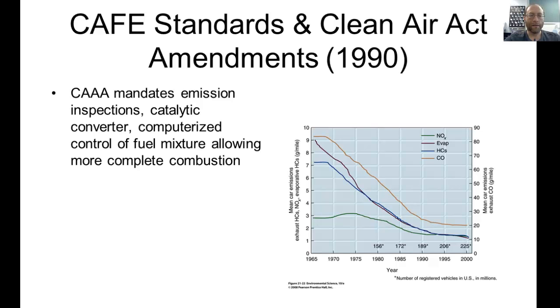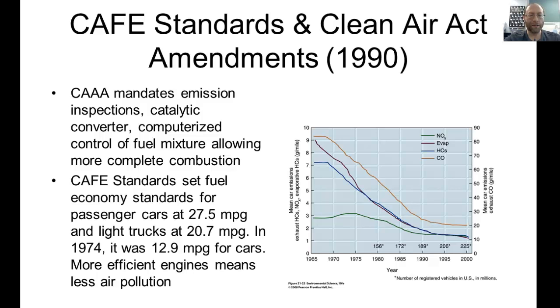The next law is the CAFE standards, and also some other amendments from the Clean Air Act. The Clean Air Act amendments mandate emission inspections, catalytic converters, and computerized control of fuel mixture, which allows more complete combustion. These are in cars, light trucks, and other motor vehicles like SUVs. The CAFE standards have set fuel economy standards for passenger cars at 27.5 miles per gallon, and light trucks, which also includes SUVs, at 20.7 miles per gallon. In 1974, it was as low as 12.9 miles per gallon. When the engines are more efficient, that means there's less air pollution.